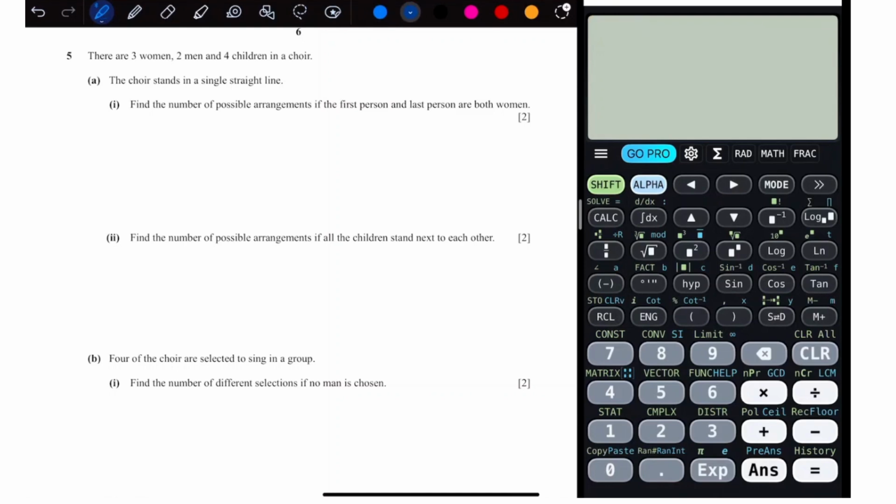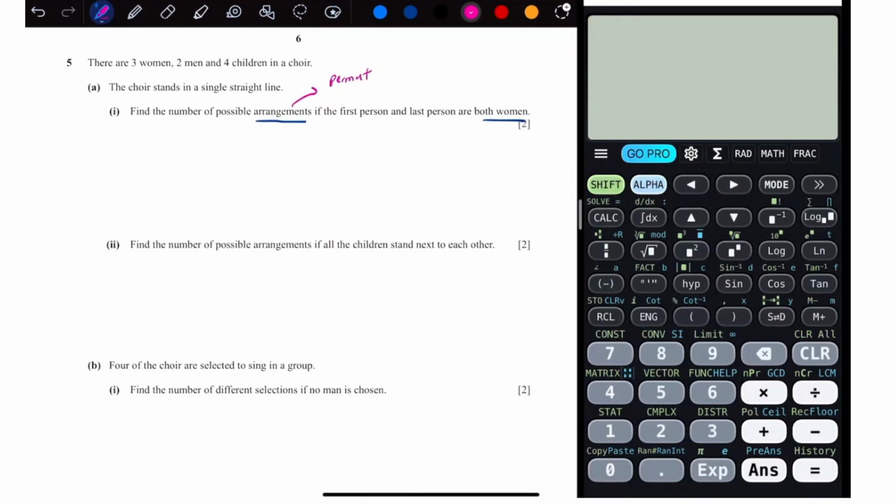Okay, the next one. There are 3 women, 2 men, and 4 children in the choir. The choir stands in a single straight line. Find the number of possible arrangements if the first and last persons are both women. So when you see the word arrangement, this is a great hint that you're going to do permutations. Okay, permutations. So you have to do this regardless.